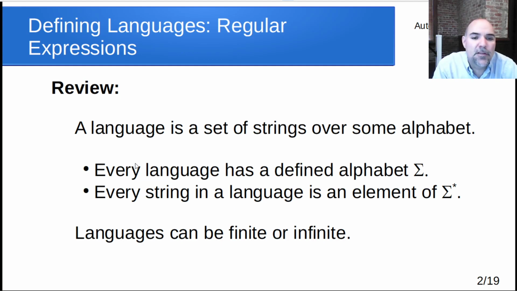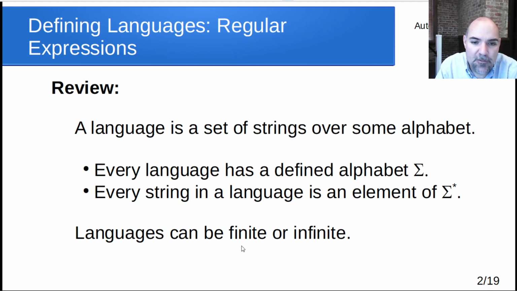So in other words, every language has some defined finite non-empty alphabet associated with it, and every string that's in a language is going to be an element of that alphabet star. And remember, the star is 0 or more, so you're allowed to have strings that have no symbols in them, like the lambda, and you're allowed to have strings of length 1, 2, 3, 4, and any arbitrary length string in those languages.